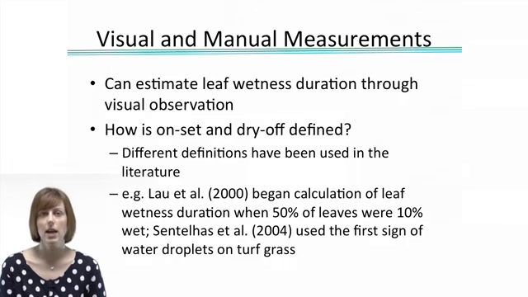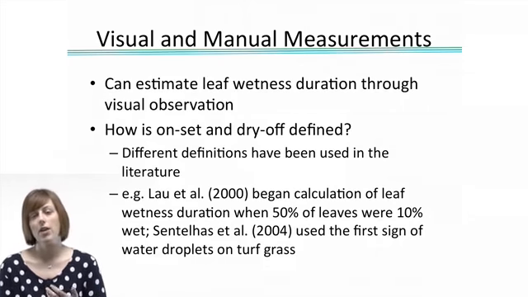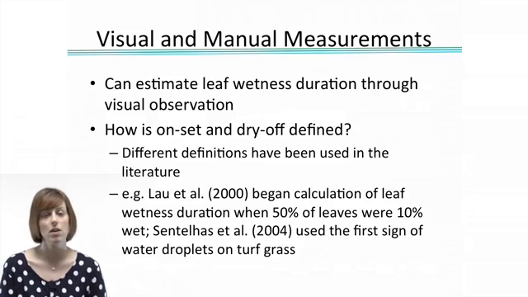The problem is, how do you define when a canopy is wet? One study defined the onset as being when 50% of the leaves were at least 10% wet. Another study, looking at the comparison of leaf wetness sensors over a turf grass surface, indicated that the onset of leaf wetness happened as soon as droplets appeared on that turf grass surface. So when you have these two different definitions, or possibly even further definitions, it becomes difficult to compare the leaf wetness duration depending on the technique that's been used.